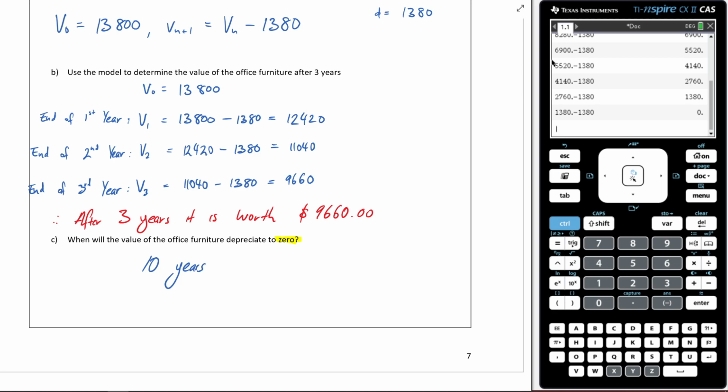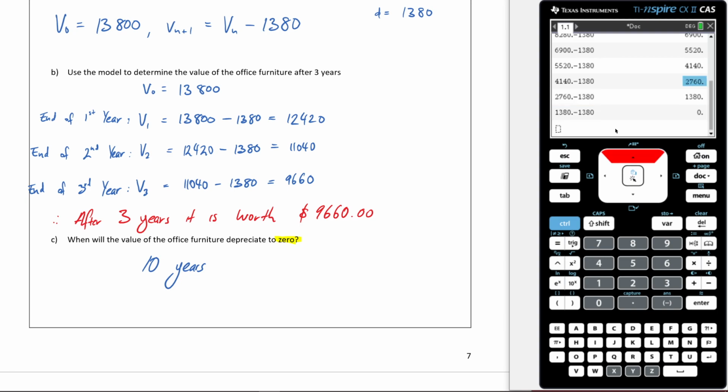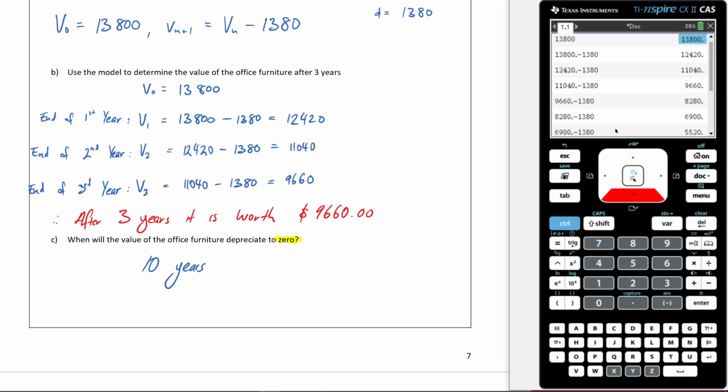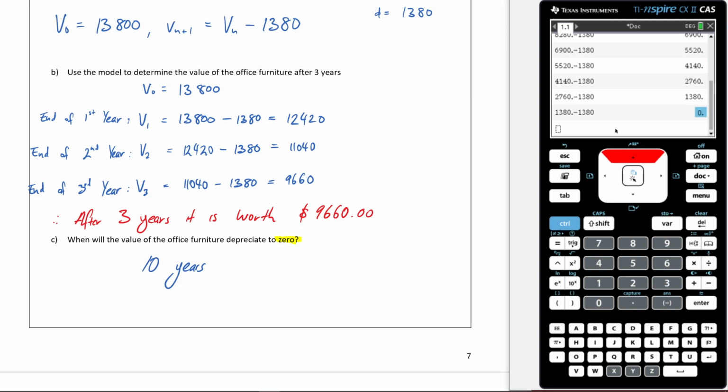Now, there are going to be other ways for us to answer these types of questions when they're asking how long will it take for it to hit zero or another price. But for now, I'll just show you this way because it does work. But you notice how, imagine if we had to keep on doing that 100 times. There's probably a better way to do it. Nevertheless, it's good for you to see it like that.